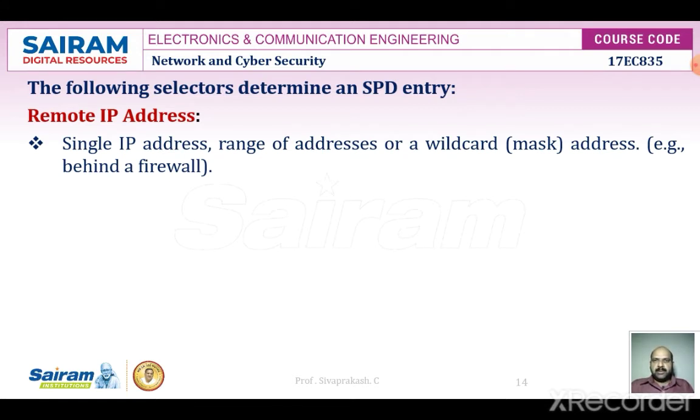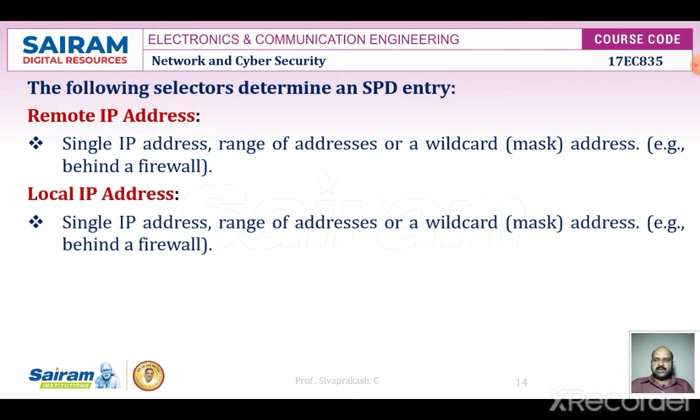This may be a single IP address, a range of addresses, or a wildcard address also, which is used to mask the data. The latter two are required to support more than one destination system sharing the same security association. For example, it may be behind a firewall.